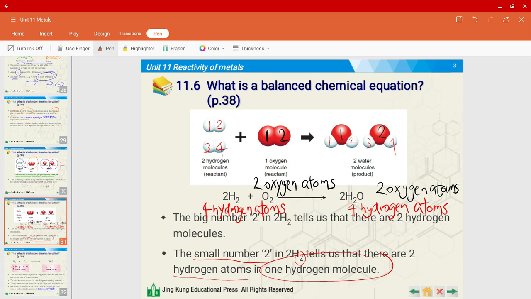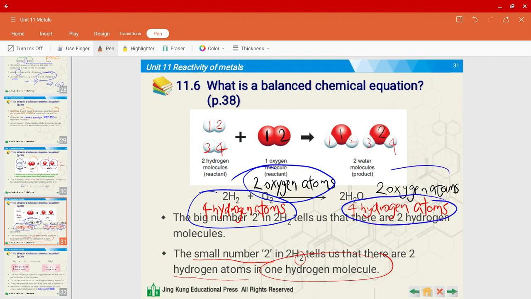So do you see? On the left-hand side of the equation, there were 4 hydrogen atoms and 2 oxygen atoms. These were the reactants. And in the products, I get the same. There are 4 hydrogen atoms in total and 2 oxygen atoms in total. So the left-hand side of the equation will definitely need to be equal to the right-hand side of the equation.